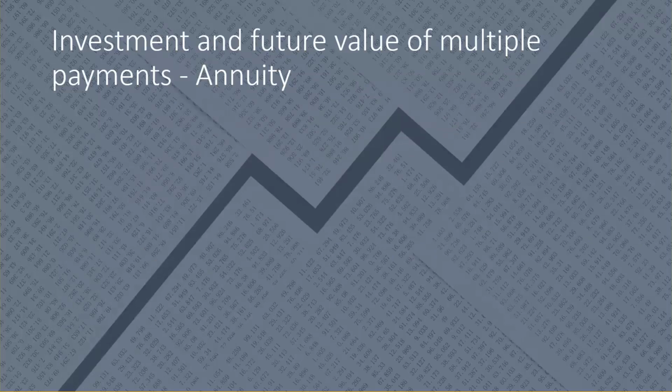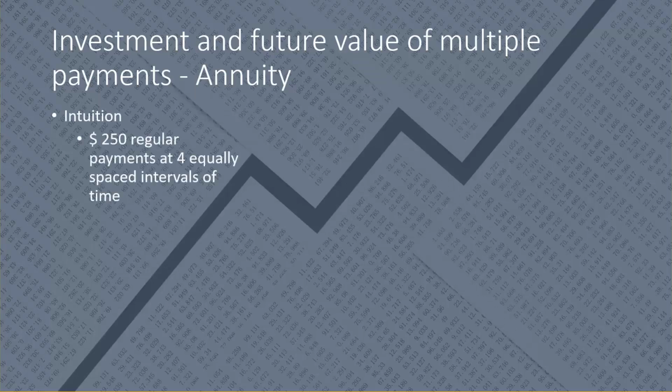So now let's talk about investment and future value of multiple payments. Let's assume that we want to save some constant amount for the future, and therefore we are interested in finding out the future value of this constant amount, assuming it's growing at a certain rate. Since these intermediate payments are a constant dollar value, we call this kind of cash flow an annuity. For simplicity, let's say we are saving for 4 years, $250 each year, equally spaced, and the annual rate is 10%.